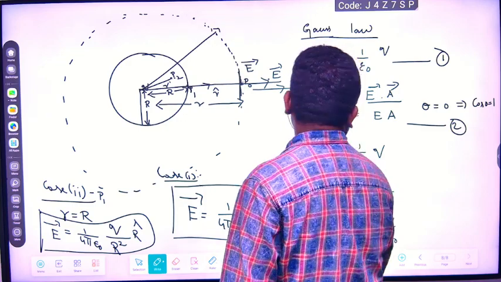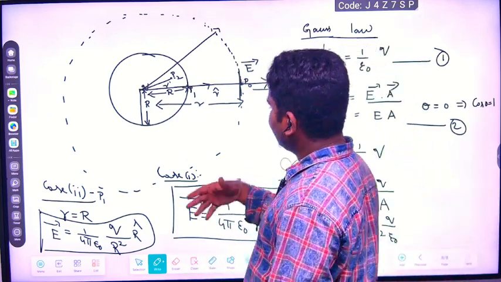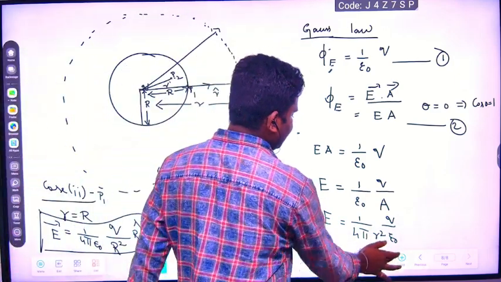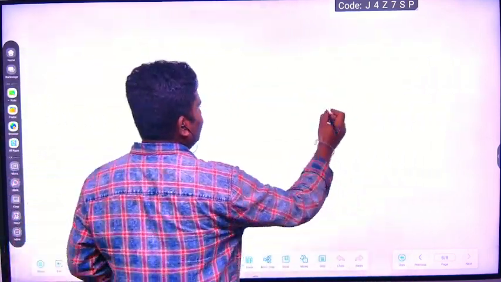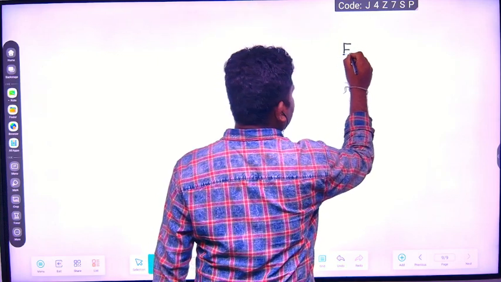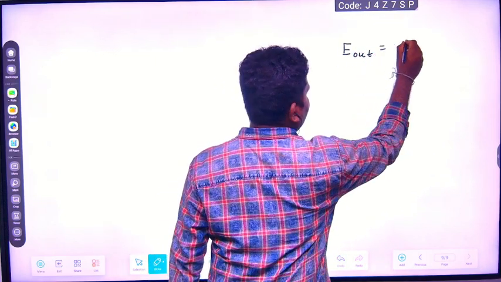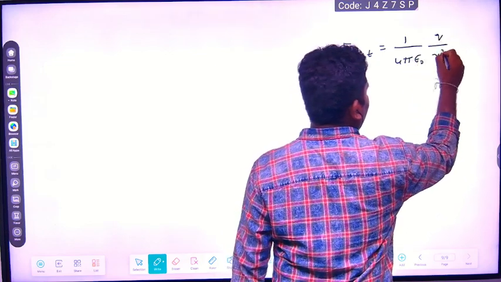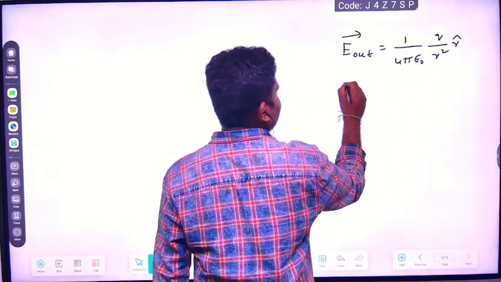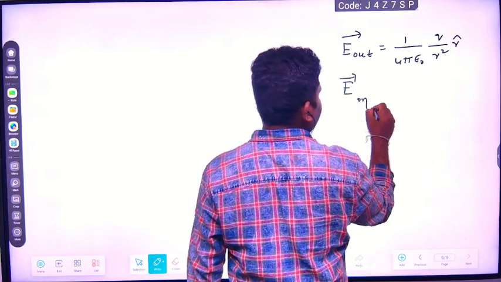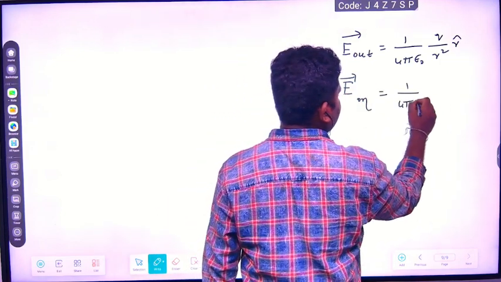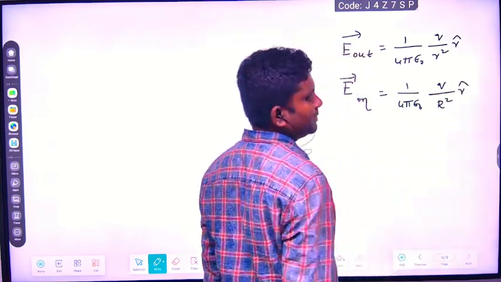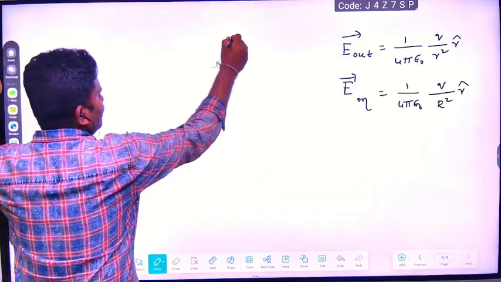Now if you want to draw the graph of electric flux or electric field with respect to the Gaussian spherical surface, see here. Now I got the electric field outside the spherical surface as 1 by 4 pi epsilon naught, q divided by r square, into r cap. On the surface it is 1 by 4 pi epsilon naught, q divided by r square, into r cap. Okay. Now you can just draw the graph.